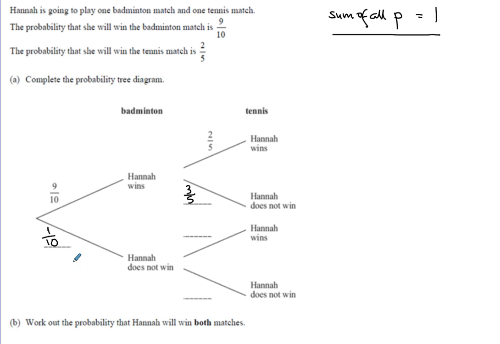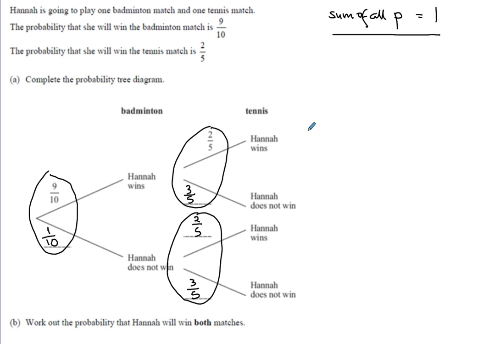Regardless of whether she's won or not won the badminton, the probability of her winning or not winning the tennis remains the same, because these two events are independent. Okay? And what you'll notice is that every branch equals 1. Okay? Because one of those things will happen.